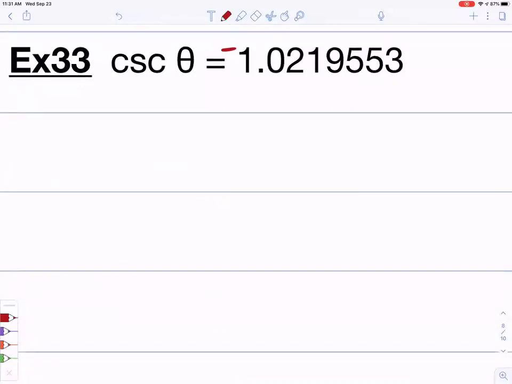This one by far is the hardest of the 4. Why? You don't have a cosecant button. You don't have a cosecant inverse button. But before we ever start punching buttons, what should we be doing? We need a plan. We need a plan.